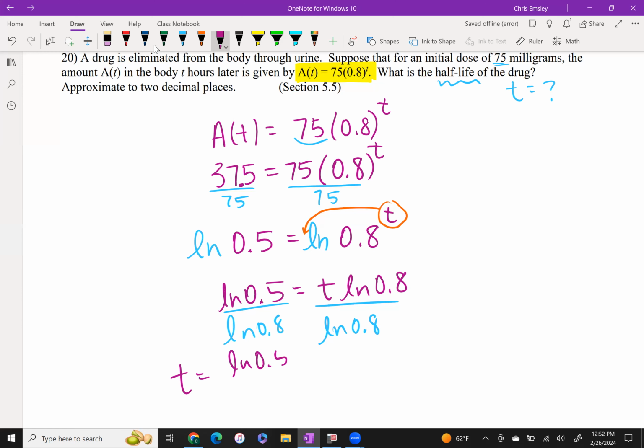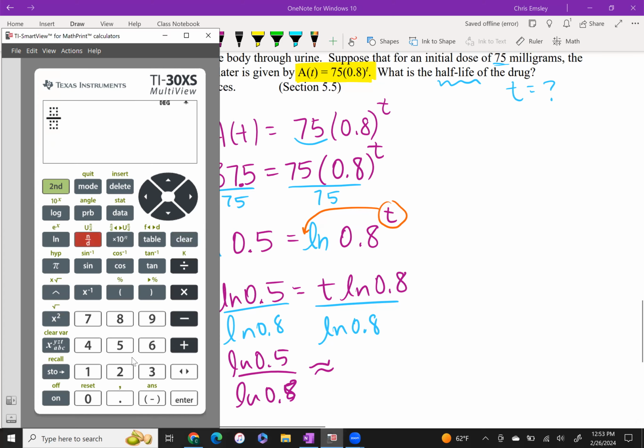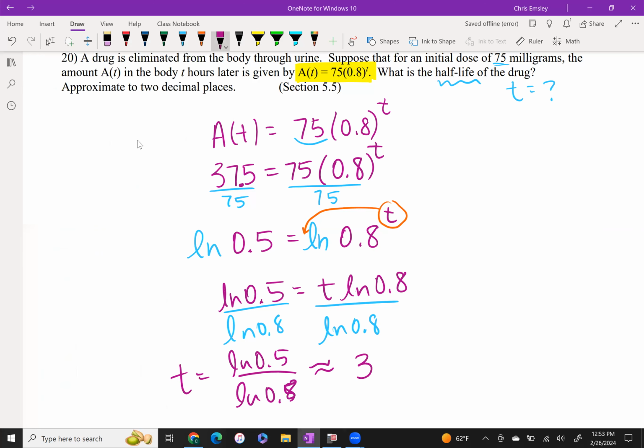T is natural log of 0.5 divided by natural log of 0.8, which is, we are going to grab our calculator. It does ask us to approximate to 2 decimal places. Natural log of 0.5. If you have the multi-view, you can use the fraction for that division. If you don't, you just use the division key, just divide those two. And our answer is 3.10628. It asks us to round to 2 decimal places, so we'd want to round that to 3.11.